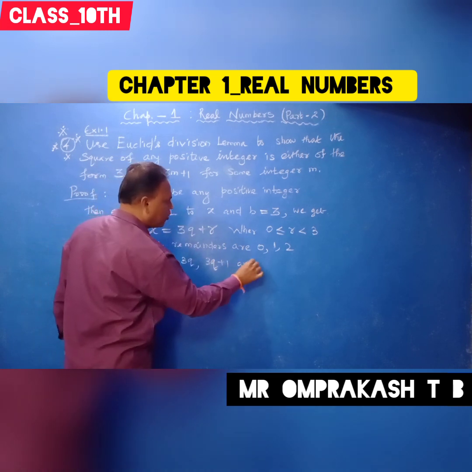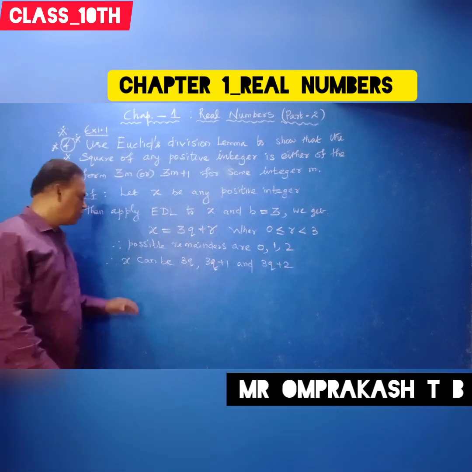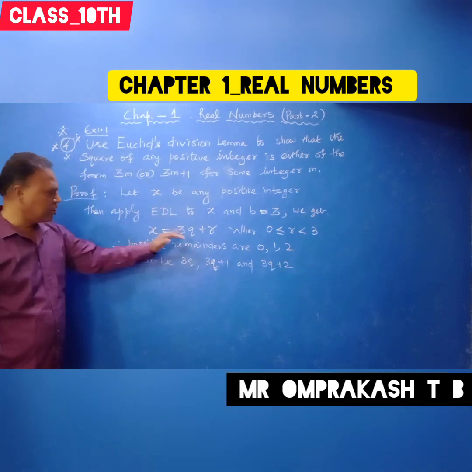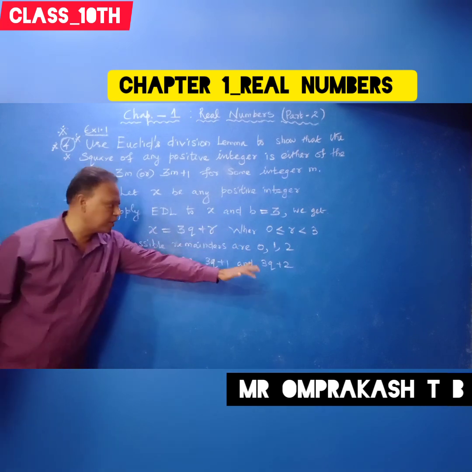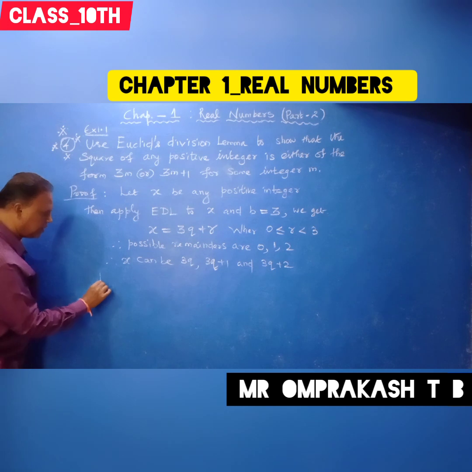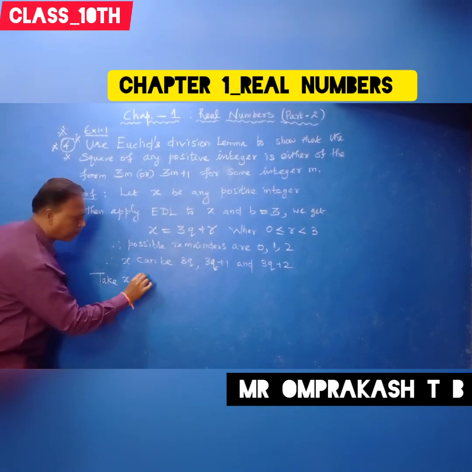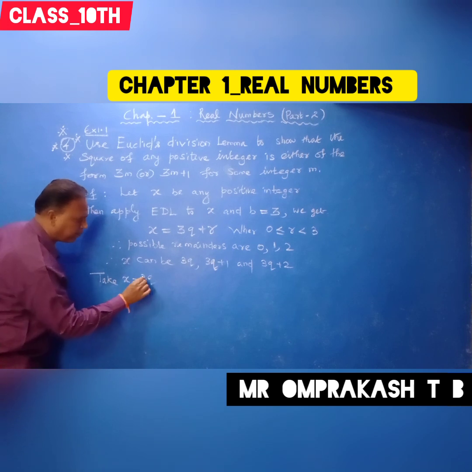And 2 means 3q plus 2. So x is 3q, x is 3q plus 1, x is 3q plus 2. Now take x equal to 3q first. What will happen?